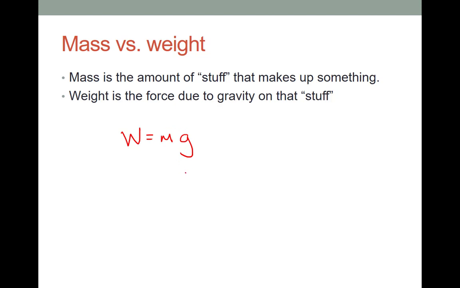When you plug in g here, this is a magnitude. Okay, so that g would be an unsigned number. I don't want to call it a positive number. It's an unsigned number, if you will. Okay, the negative sign will be put in elsewhere in the problem to indicate downward, assuming that downward is the negative direction.